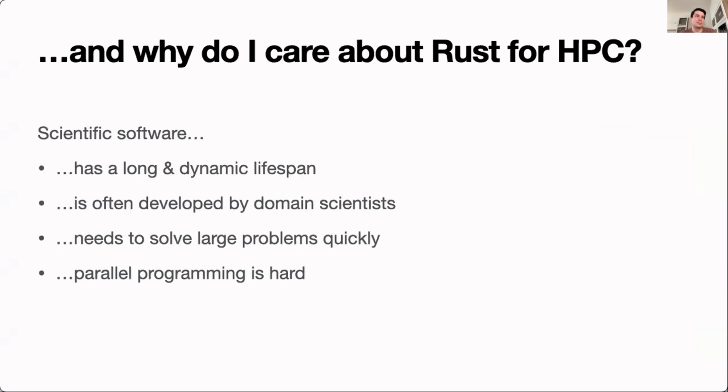So why do I care about Rust for HPC or scientific computing? The scientific software I encounter when working with developers typically has a very long and dynamic lifespan. PhD students come and go, implement some features, extend it here and there, and this happens over multiple decades usually. And the PhD students working on it are typically domain scientists for most of the software I work on. So it's very rare that I actually encounter computer scientists developing HPC software. And the researchers using the software need to solve very large problems very quickly. And in modern systems, this means having to do parallel programming. But parallel programming is really hard. It's really hard to get right in practice.